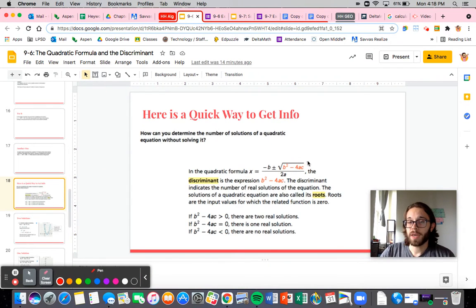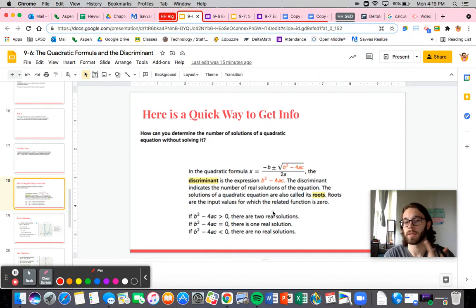So just taking a quick look here, the part that we really care about is the part under the square root, right? Because we know this part, this is your vertex, right? We talked about that last time. That's going to kind of be your vertex. So we really care about the part under the square root. And this is going to kind of illustrate how many solutions we're going to have. So this part right here, the b squared minus 4ac, is something known as the discriminant. So the discriminant is going to indicate how many real solutions you're going to have.